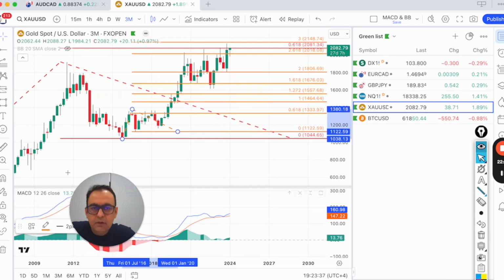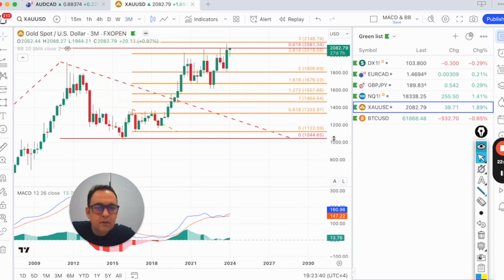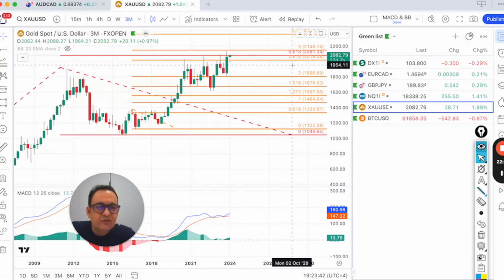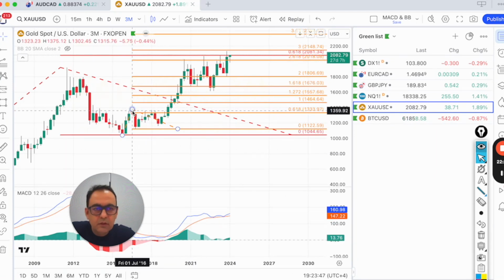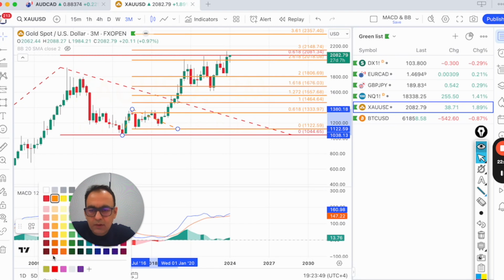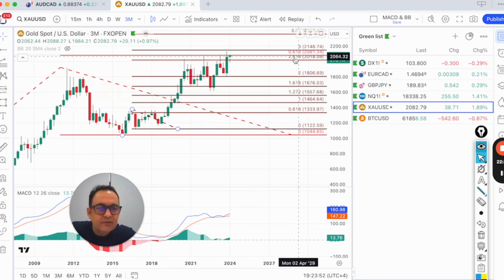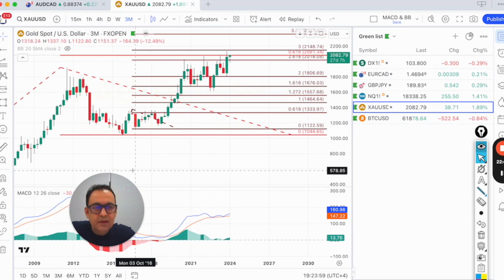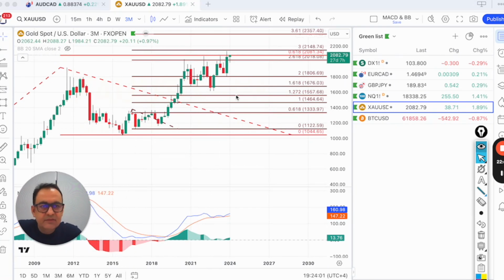Let's change the color. The next extension level, so it has crossed 2018, that's extension level of 2.61. If you want, I can use a darker color. Yeah, so it has crossed 2.61. It has formed base at 2018, currently sitting at 2081, and the next nearest upcoming level is 2148, followed by 3.61 of the bigger cycle, which will be around 2357.